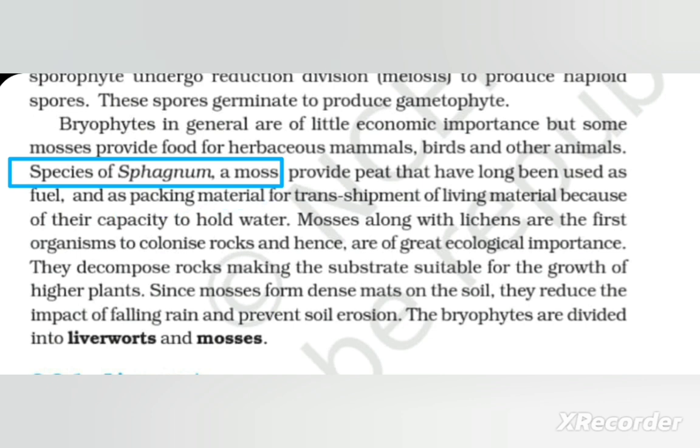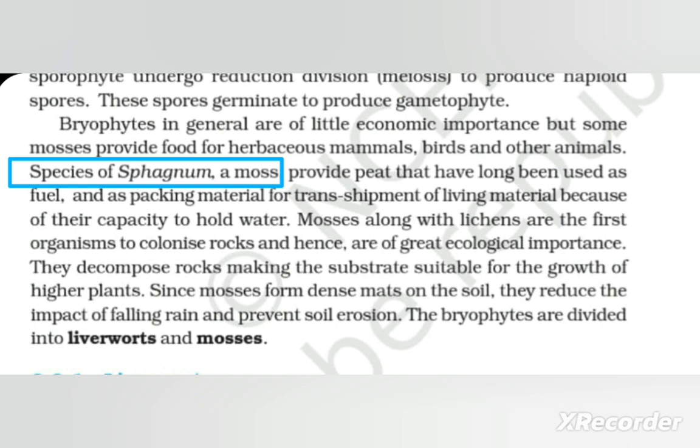So it is used as fuel and as a packing material for transshipment of living material because of its capacity to hold water. So for example, if you have to transship any plant, you can just cover this moss around it, and because of its capacity to hold water, the transshipment becomes easy without the decay of that living plant material. Further, we have covered this point that mosses along with lichens are the first organisms to colonize rocks, and therefore it is of high economic importance.